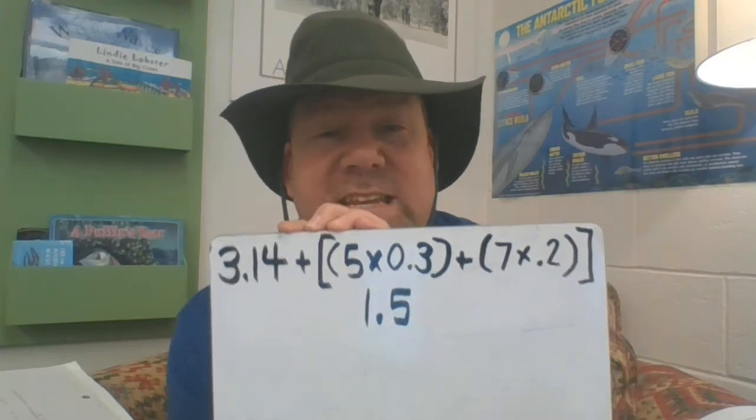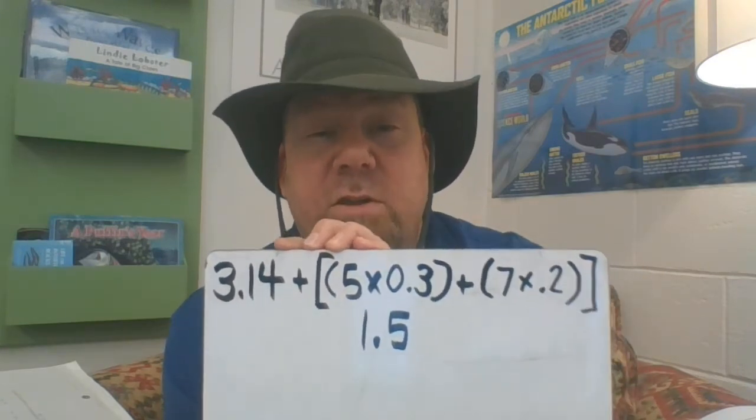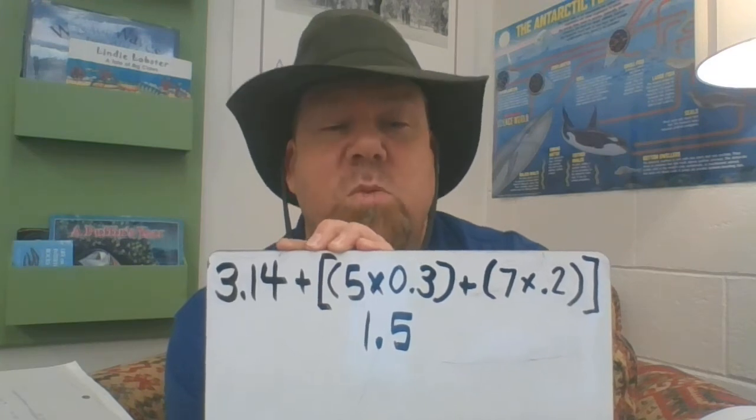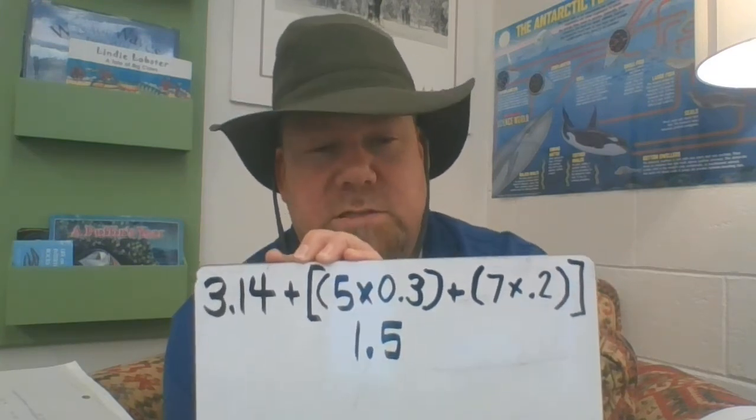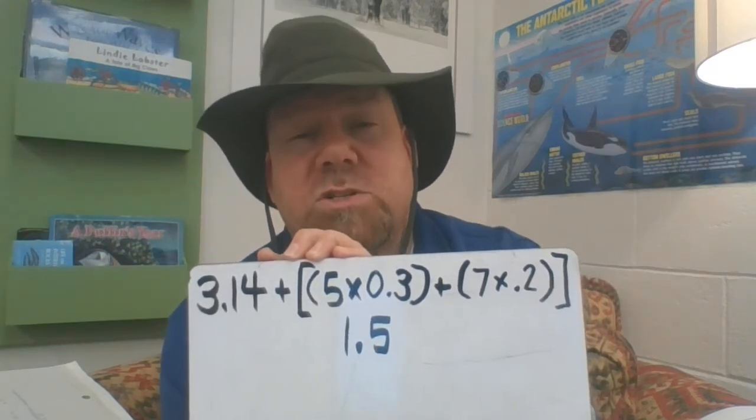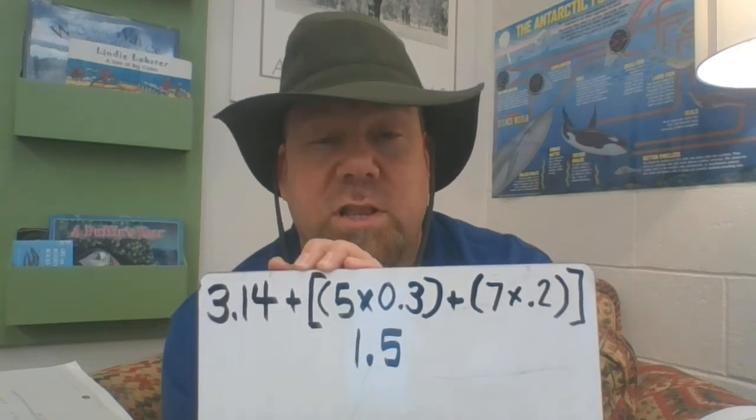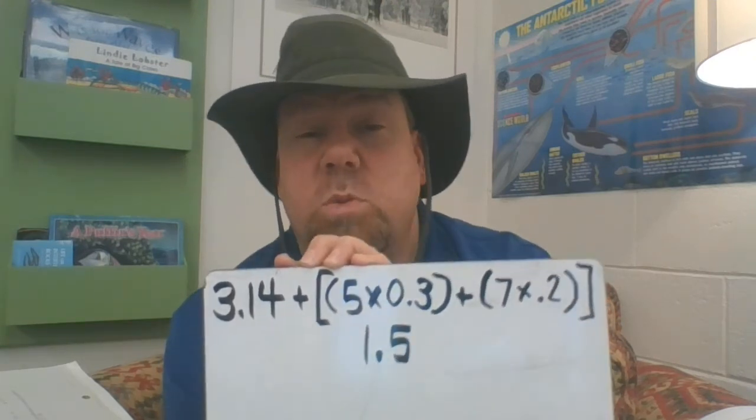Now we're going to solve the next problem in the other set of parentheses. We have 7 times 2/10. Well, again, we can remember to hide the decimal for a little bit and do 7 times 2. What's 7 times 2?